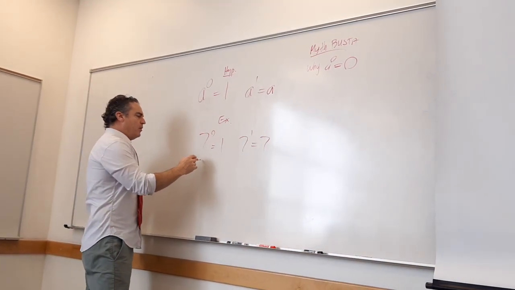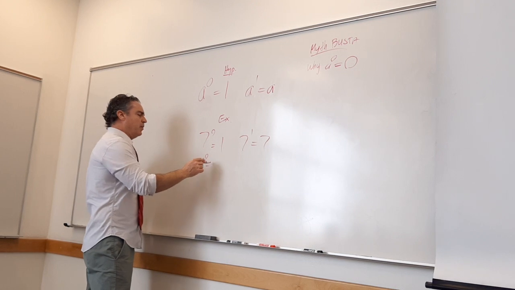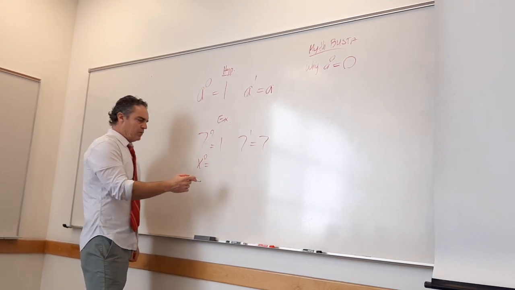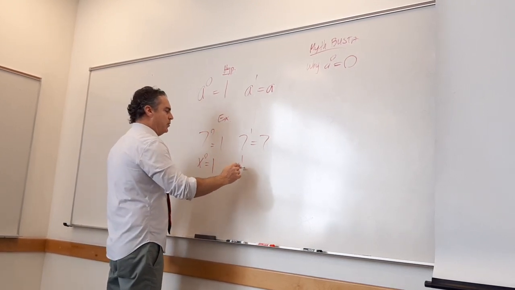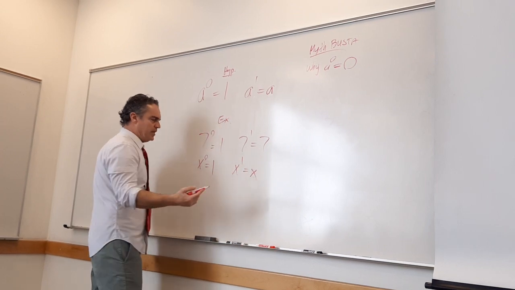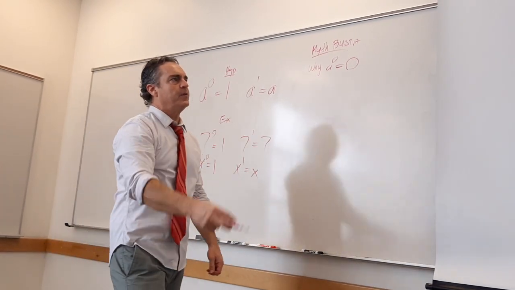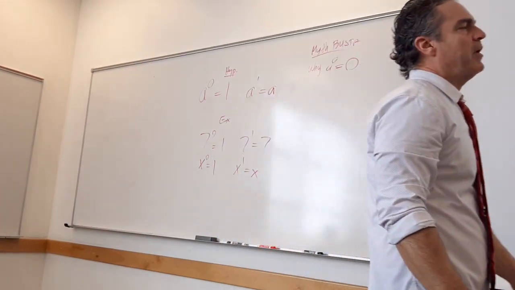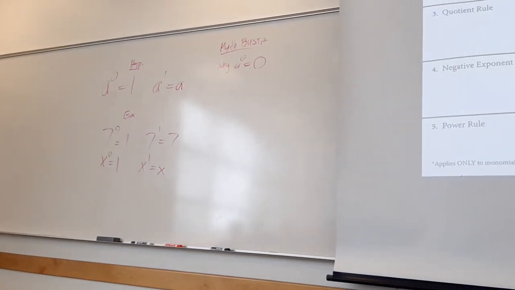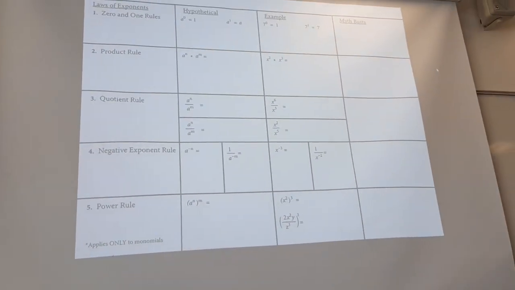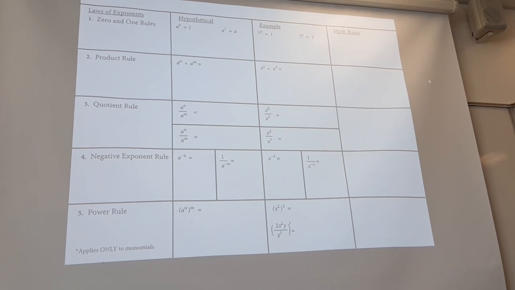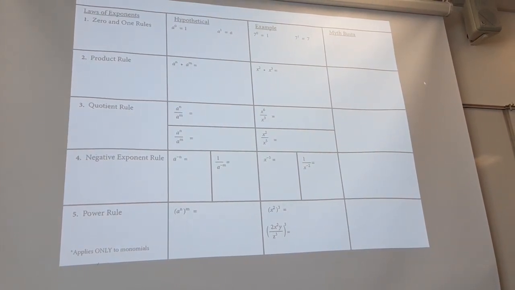I want you right now, what does x to the 0 equal? What would x to the 0 equal? It would equal 1. What would x to the 1 equal? X. It would equal itself. It would equal x. So go ahead and write that underneath 7 to the 0 and 7 to the 1. Write that additional example there, okay? Of x to the 0 equals 1, and x to the 1 equals x, okay?